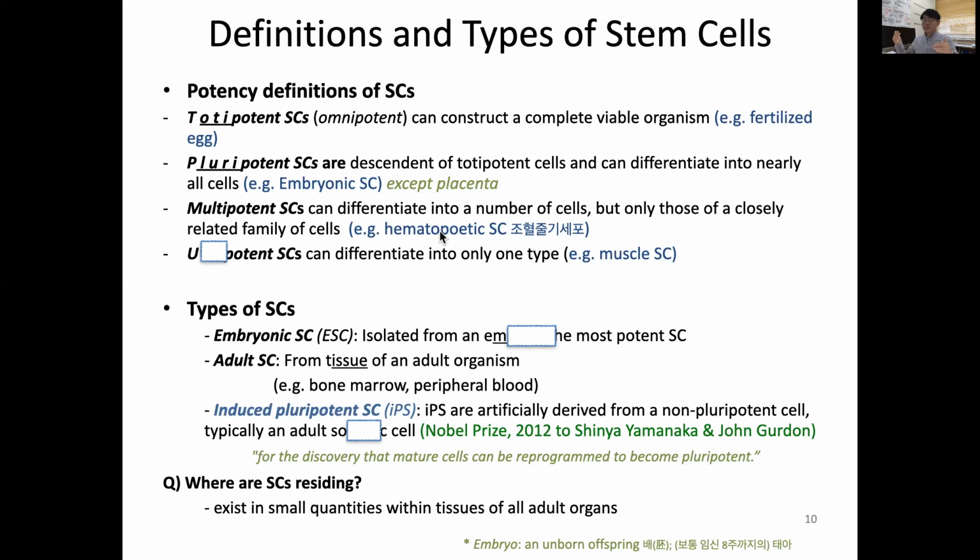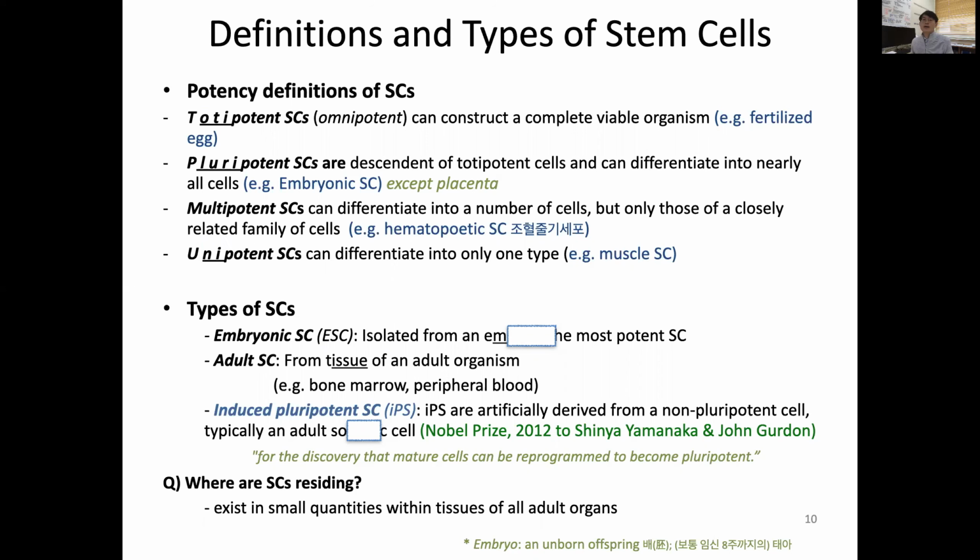And then the last part of the stem cell is the stem cell can differentiate only into one type, such as muscle cell or skin cell. So there exist these stem cells which can replenish our skin or a muscle. Because it can differentiate into only one type, it's called a unipotent stem cell.